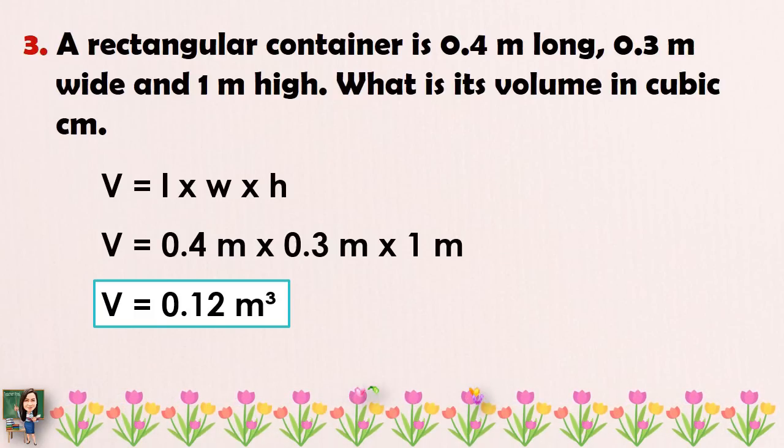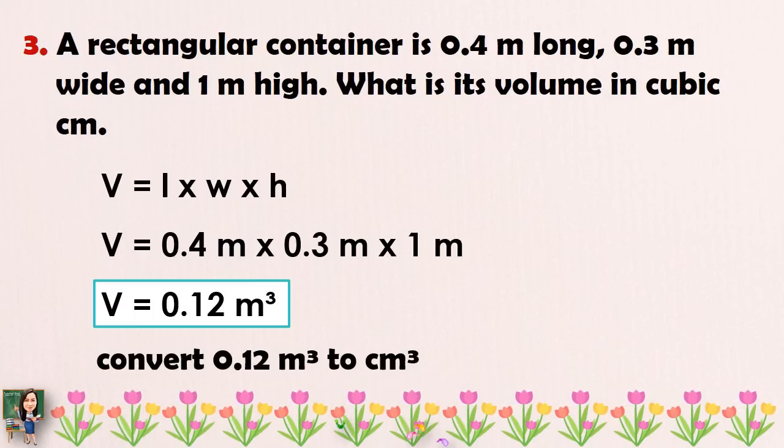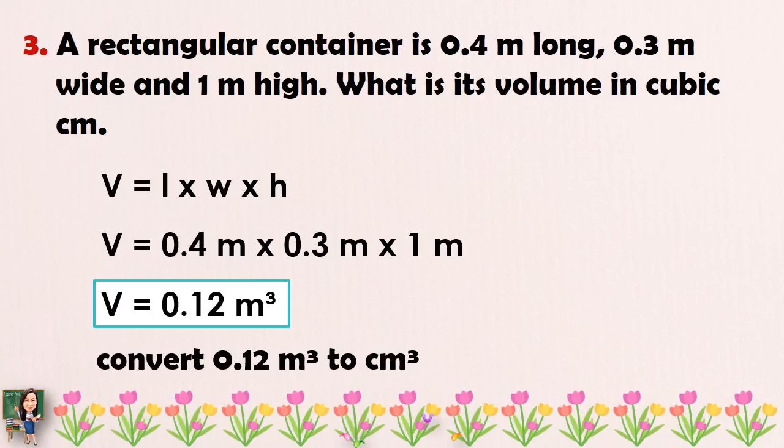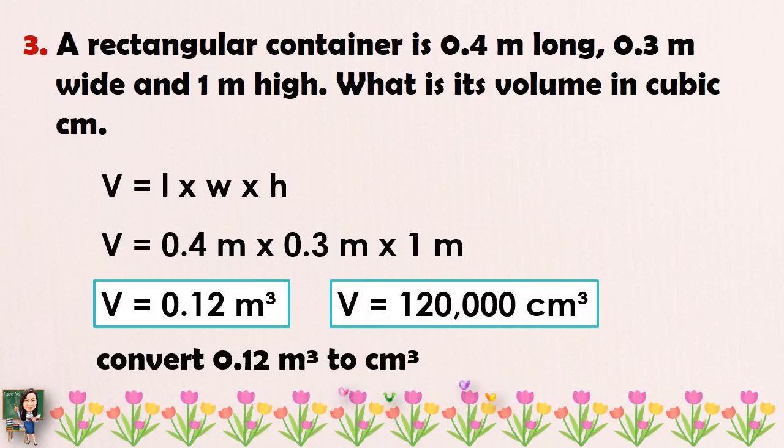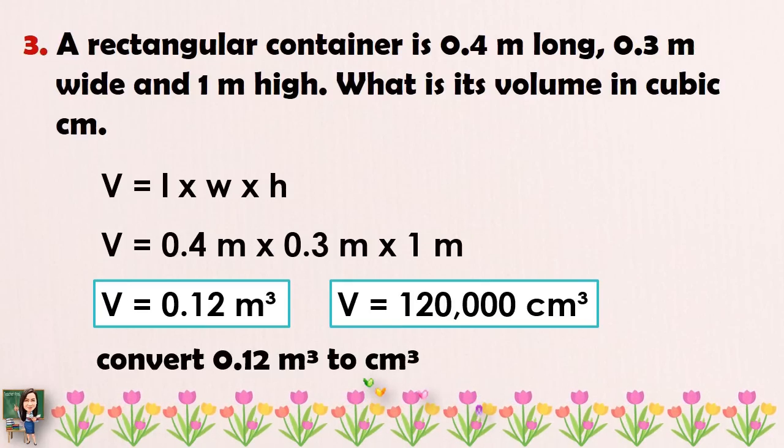So to get the volume in cubic centimeters, you have to convert 0.12 cubic meters to cubic centimeters. So the answer is 120,000 cubic centimeters. So this is the volume of the rectangular container.